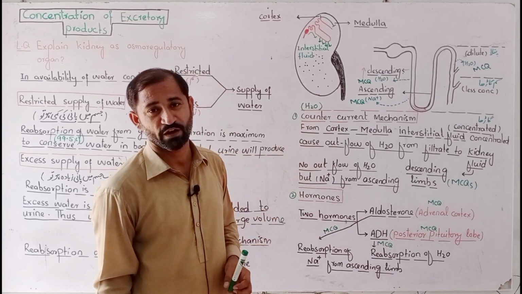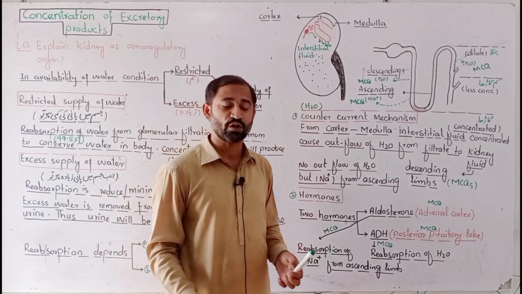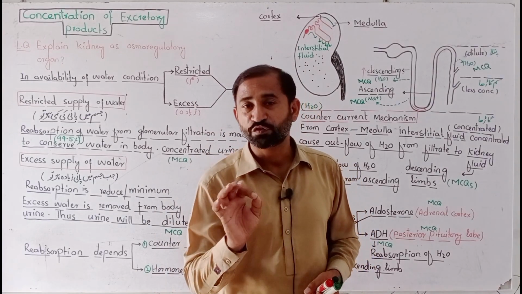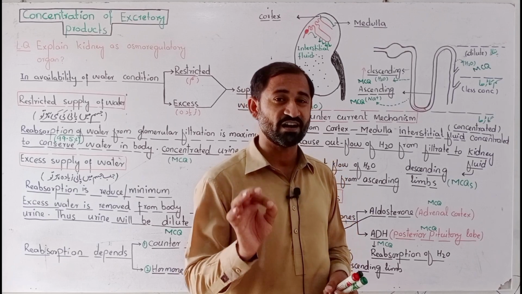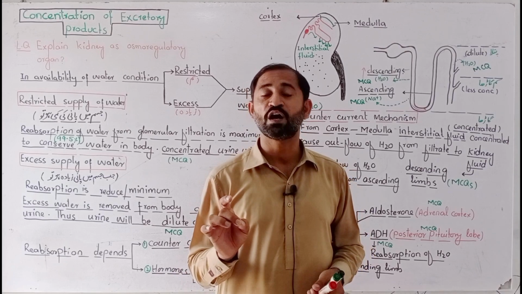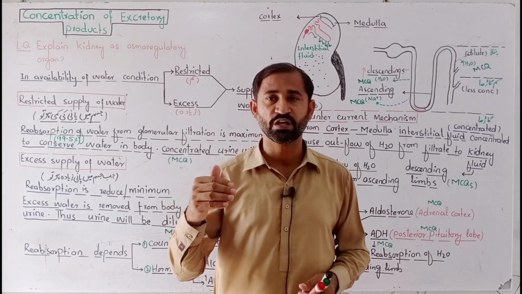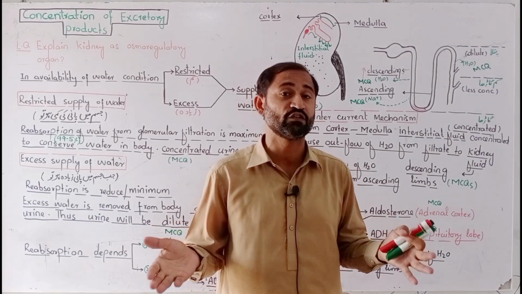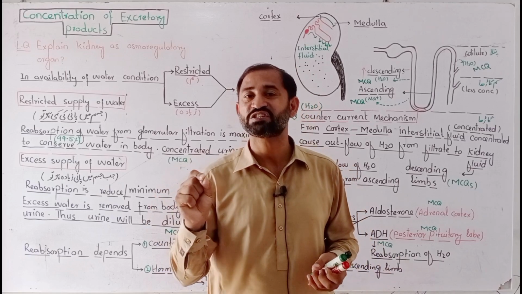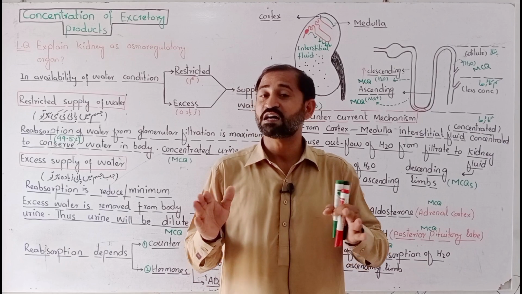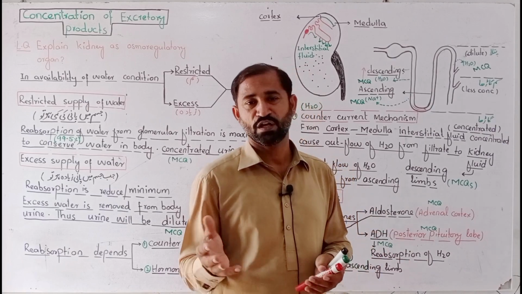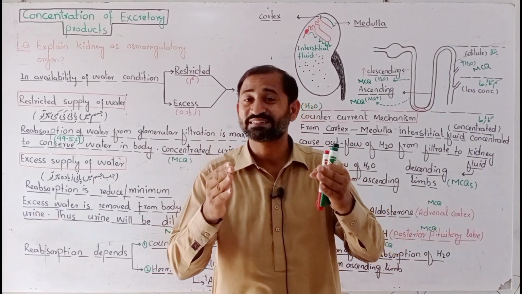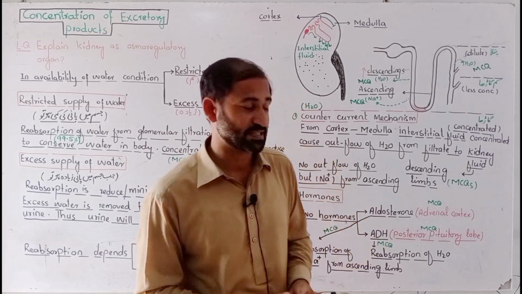And the last one is hormonal effect. What is the hormonal effect on reabsorption? There are two types of hormone, antidiuretic hormone and aldosterone. Aldosterone is produced from the adrenal cortex, whereas ADH is produced from the posterior lobe of the pituitary gland. ADH, or antidiuretic hormone, is also known as vasopressin. When both these hormones are secreted more, reabsorption is more. When they are secreted less, reabsorption is less.